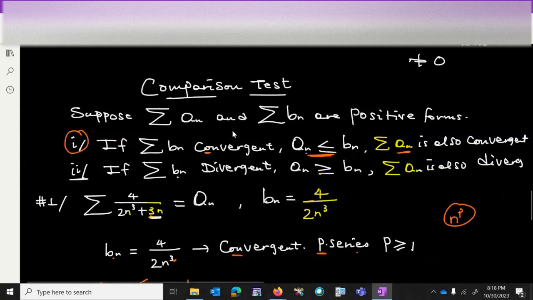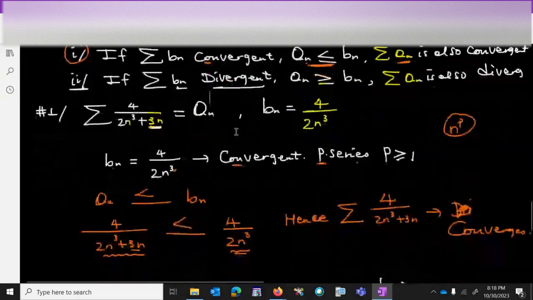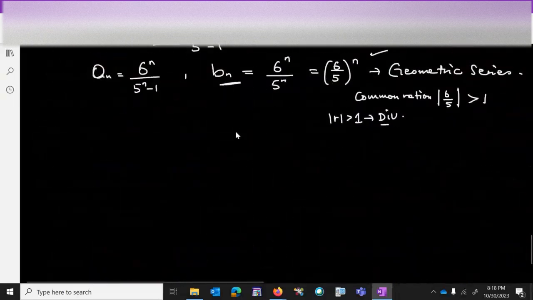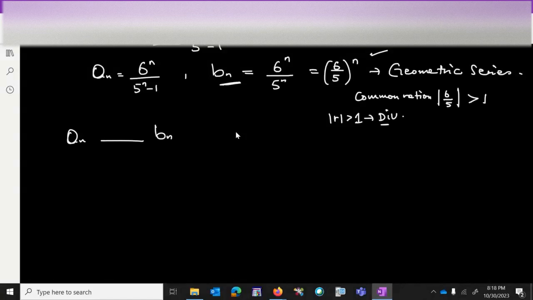The second rule is saying that b sub n is divergent. Now I know about that, I also have to compare a sub n and b sub n. a sub n must be greater than b sub n. What is a sub n? a sub n is 6 to the power of n over 5 to the power of n minus 1. b sub n is 6 to the power of n over 5 to the power of n.